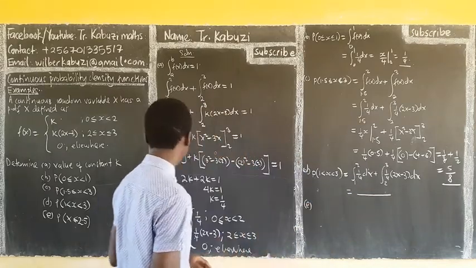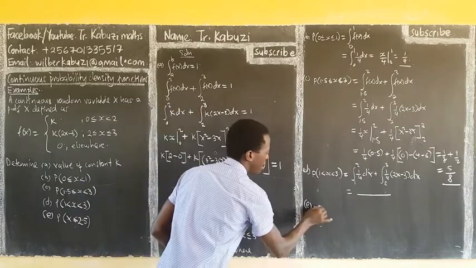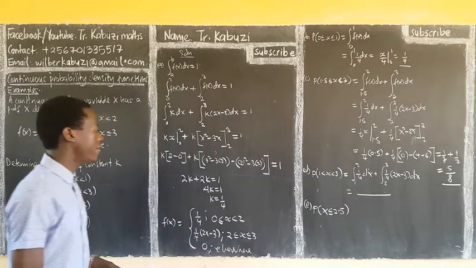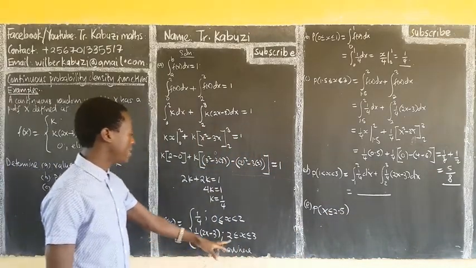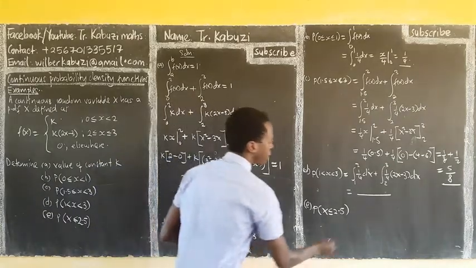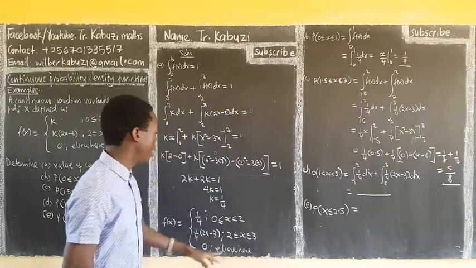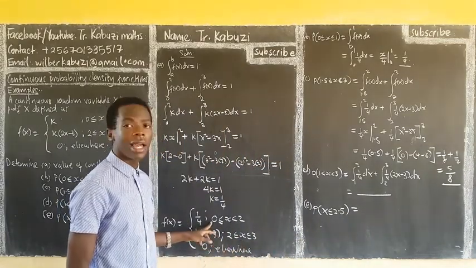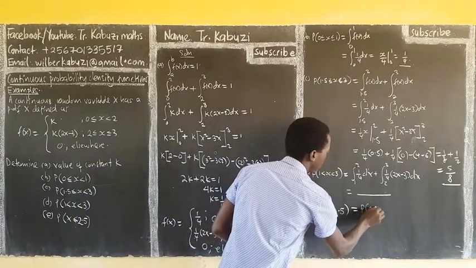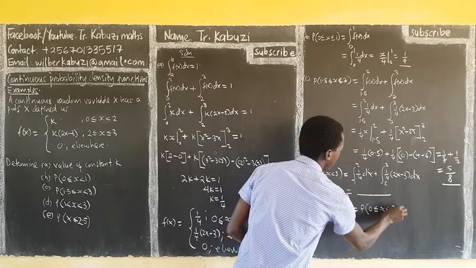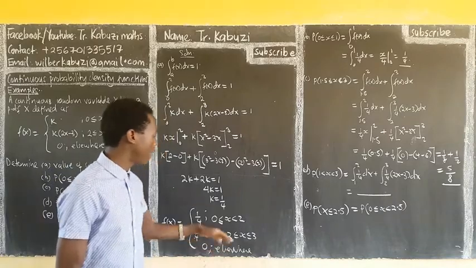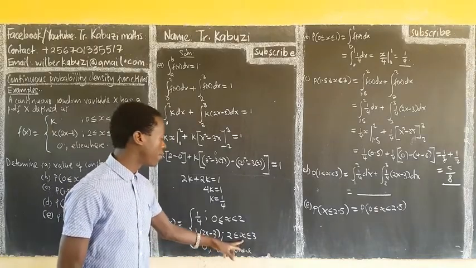Then the next part, where they want us to get the probability of x less than or equal to 2.5. Now, 2.5 is here. So less than or equal to 2.5 means you are going to go down to 0. In simple terms, this is the same as the probability from 0 less than x less than 2.5, because anything less than 2.5 goes down to 0.